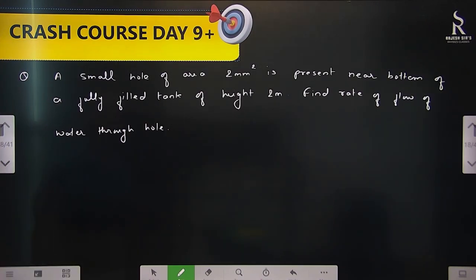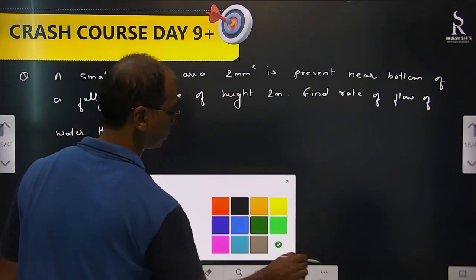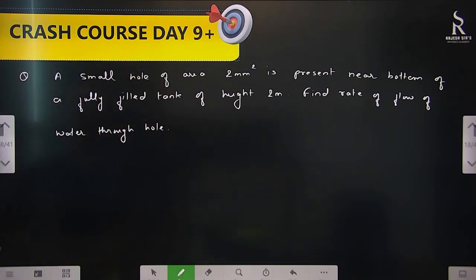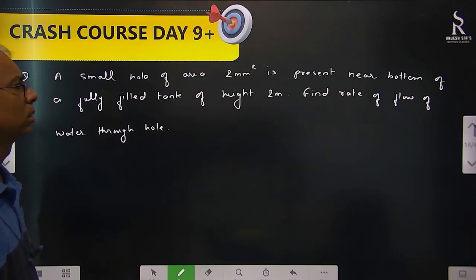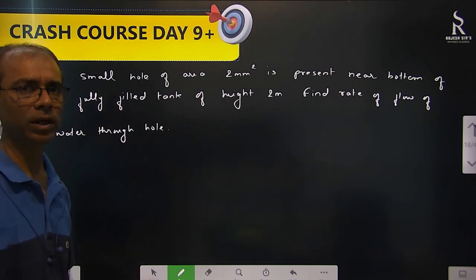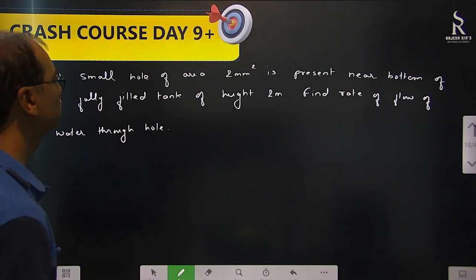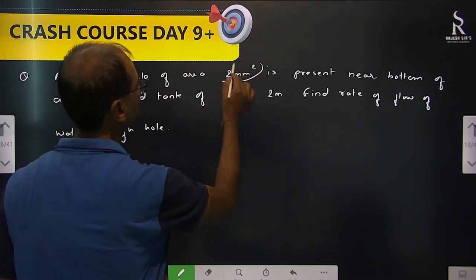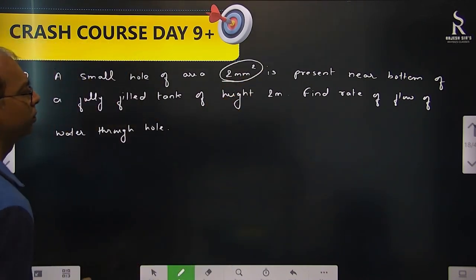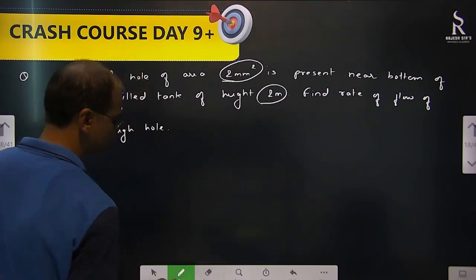Okay, one more question is there. Let's see what it is. A small hole of area 2 mm square is present near the bottom of a fully filled tank of height 2 meter. Find the rate of flow of water through the hole. Rate of flow of water means dV by dt, so that means area into velocity is being asked. Area is given, and the height of this, then nothing else is there. It's a very simple question.